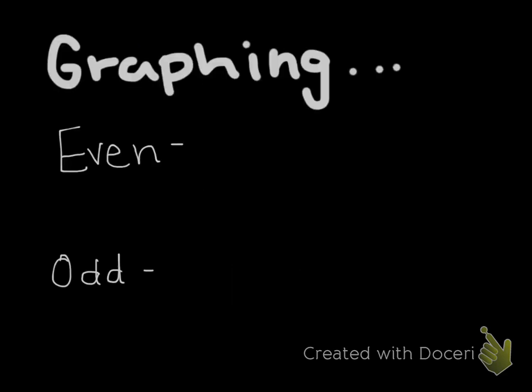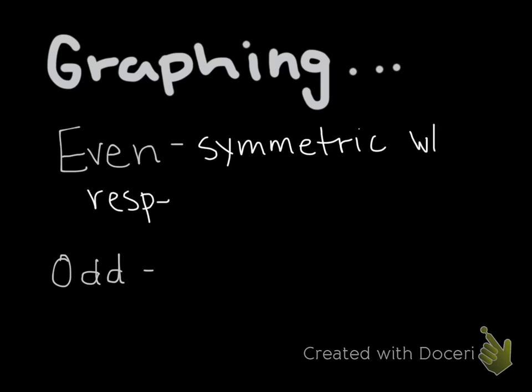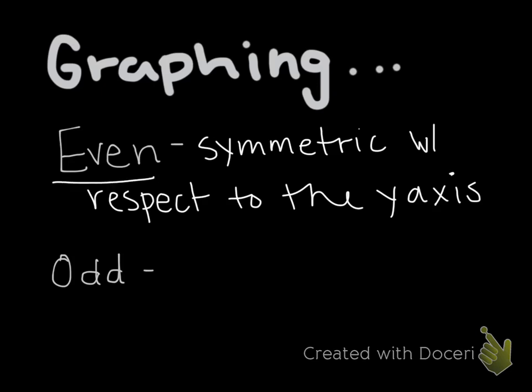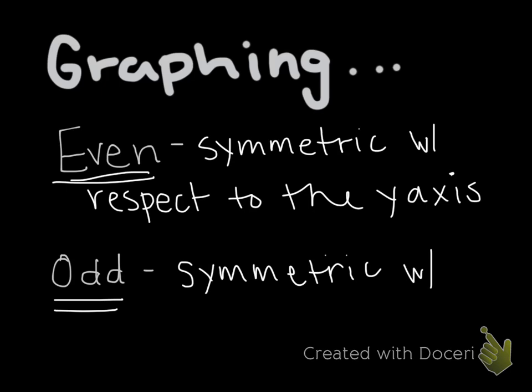The next thing we're going to discuss is how to determine if a function is even or odd when we are looking at a graph. A function that is even is symmetric with respect to the y-axis. Evens are usually pretty easy to pick out when you're looking for symmetry. The odd functions are a little bit more difficult. Odd functions are symmetric with respect to the origin.